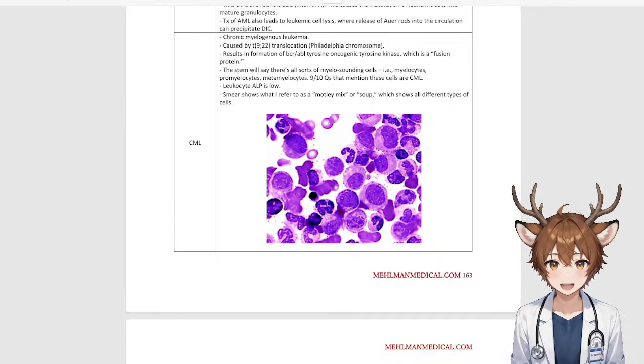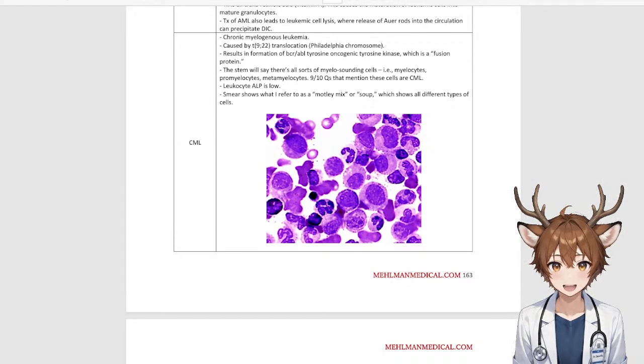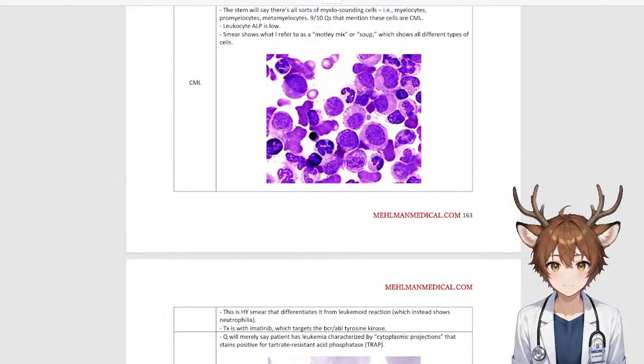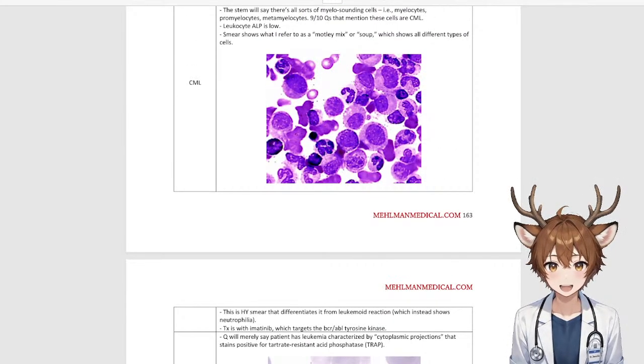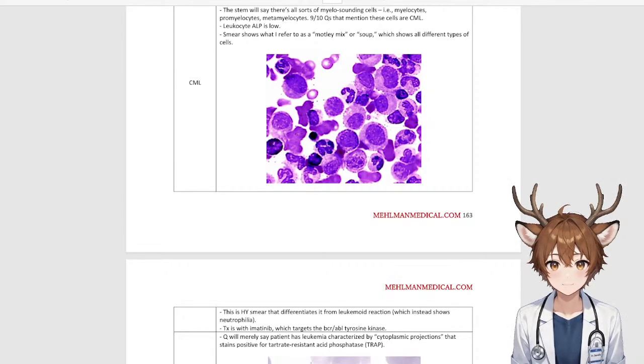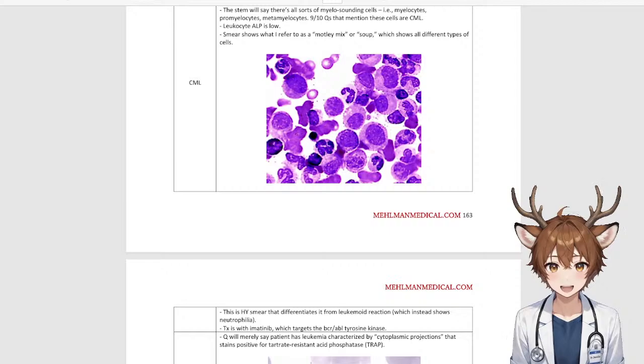The smear shows what I refer to as a motley mix or soup, which shows all different types of cells. This is a high-yield smear that differentiates it from leukemoid reaction, which instead shows neutrophilia. The treatment is with imatinib, which targets the BCR-ABL tyrosine kinase.